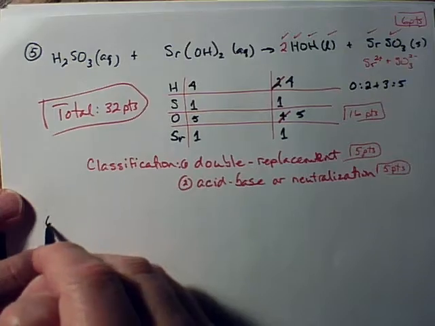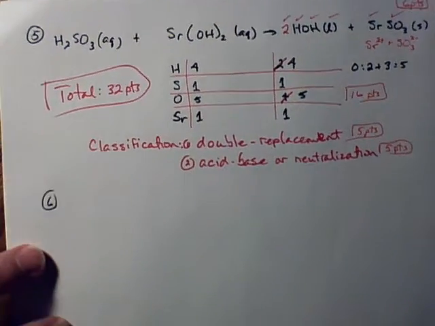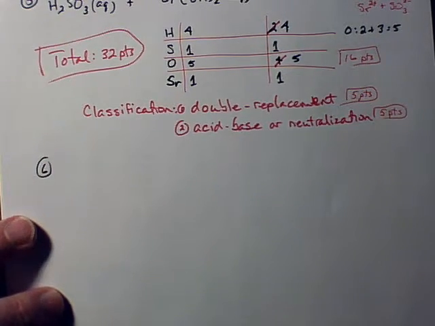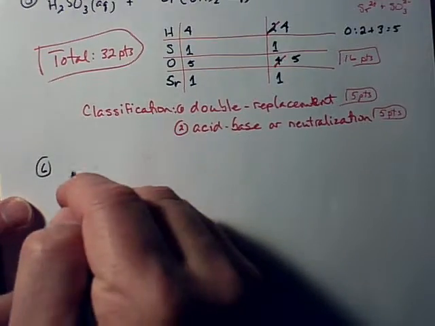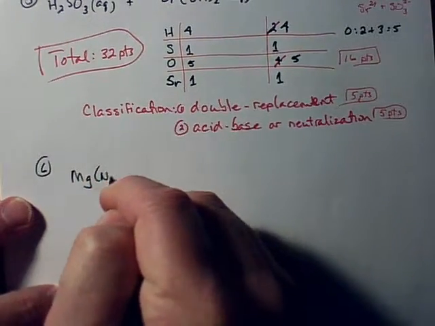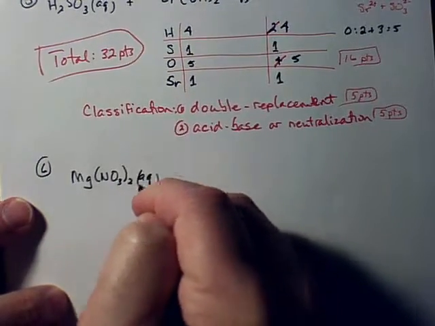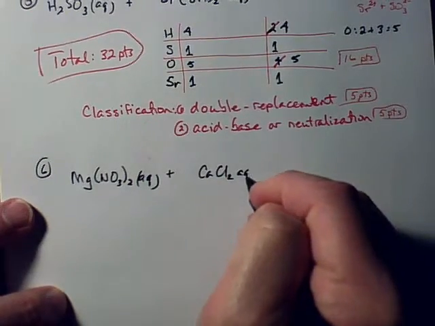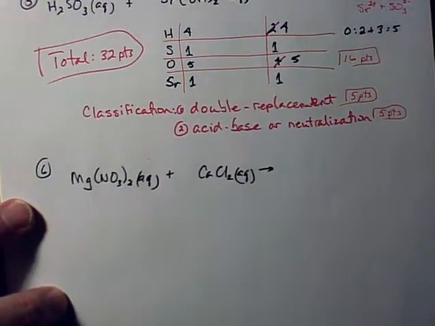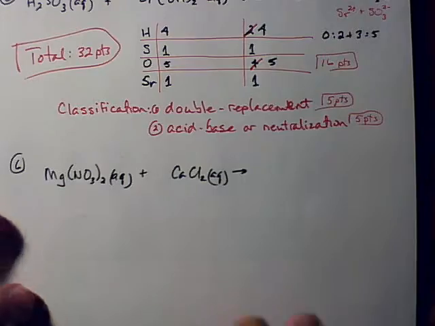All right, we're almost done. Last equation. We had magnesium nitrate, aqueous, calcium chloride, aqueous, and we want to figure out whether or not, first of all, we're going to have an equation that's going to occur.